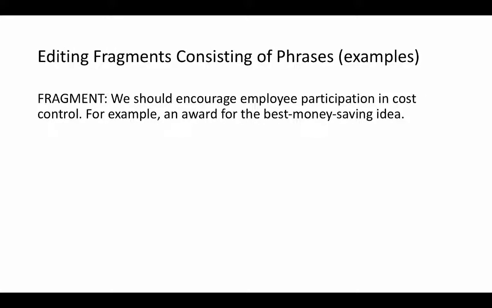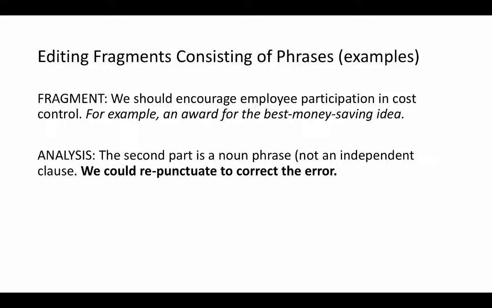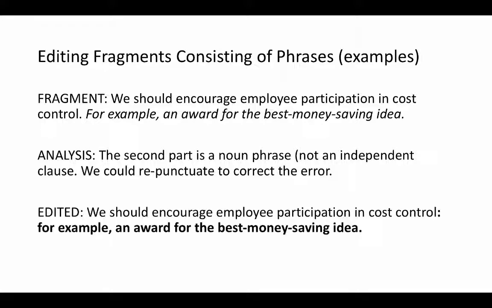The fragment: We should encourage employee participation in cost control. For example, an award for the best money-saving idea. The fragment is an award for the best money-saving idea. The reason is this part is just a noun phrase, an award. So we could repunctuate it to correct the error. For example, putting a colon and then including that noun phrase.